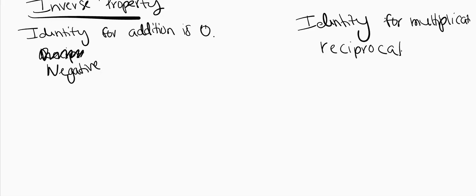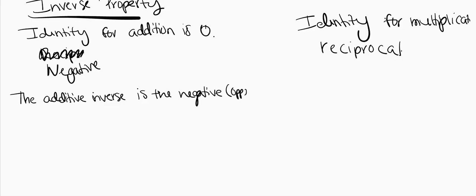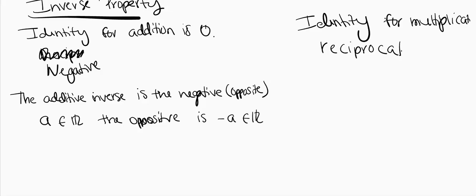So essentially, the additive inverse is the negative of that value, or opposite. So, say for example, we have a value a that's a real number. The opposite, or the negation, is negative a, which is also a real number.